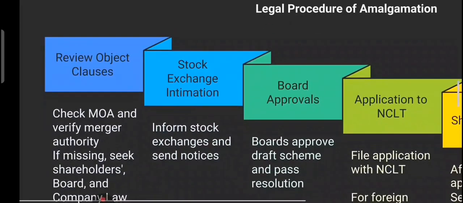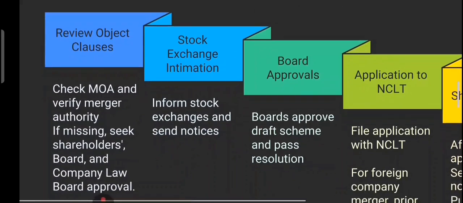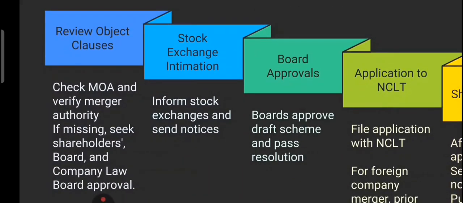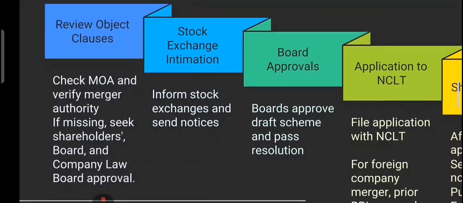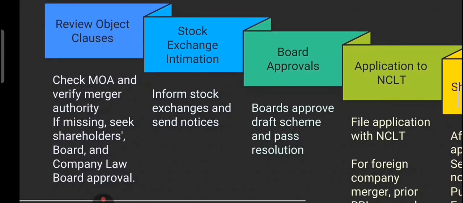So basically, step number 1 is review object clause. Start by checking the MOA, that is the Memorandum of Association, to ensure that the merger is within the company's scope. If it is not, obtain approval from shareholders, the board and the Company Law Board, right?